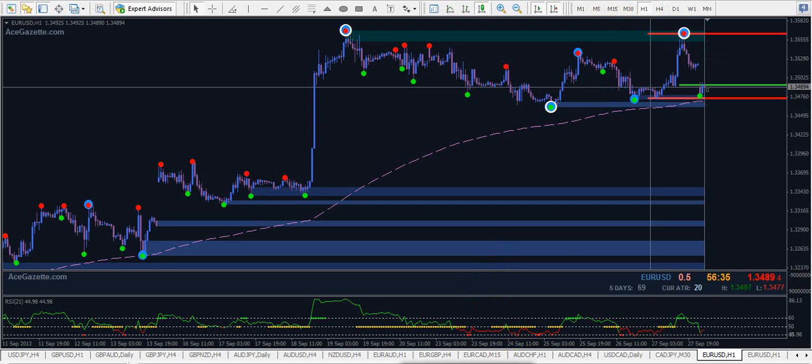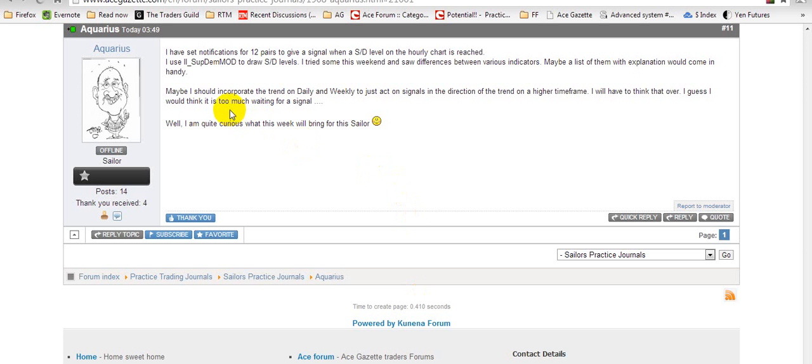Your other question, maybe I should incorporate a trend, daily or weekly chart, and act on a single direction of the trend on a higher time frame. I'll have to think it over.